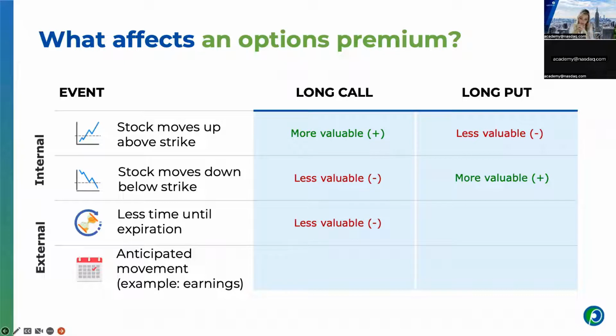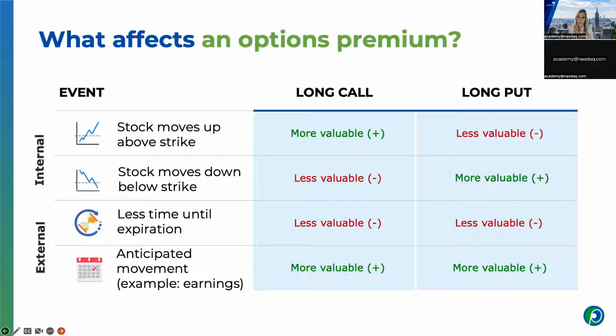Now, if there's less time until expiration, we know that for both the long call and the long put, that's going to make it less valuable because we purchased them. Makes sense, right? And then if there's an anticipated movement, like earnings, it makes both the long put and the long call more valuable. Think about when an underlying security is reporting its earnings, we have analyst expectations. So we expect the option to move up or down in either direction, depending on if it meets analyst expectations.